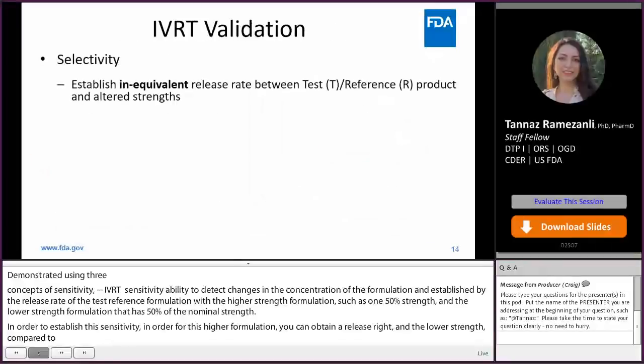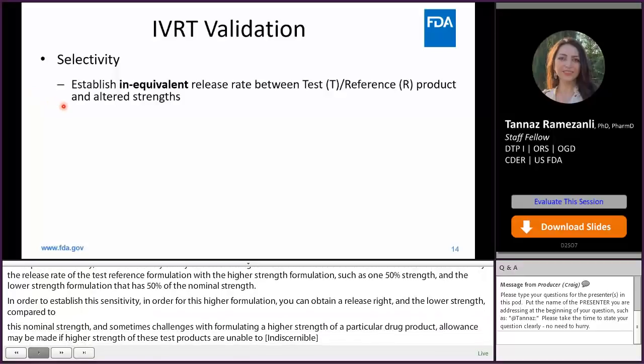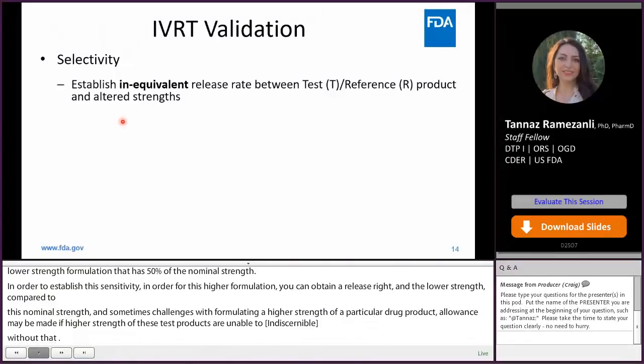IVRT selectivity is the ability of the IVRT method to identify that the drug release rate from higher or lower strength formulations are inequivalent with respect to the nominal reference strength. And this inequivalence needs to be established using statistical analysis that are described in USP chapter 1724. And either test or reference product can be used for the IVRT validation.